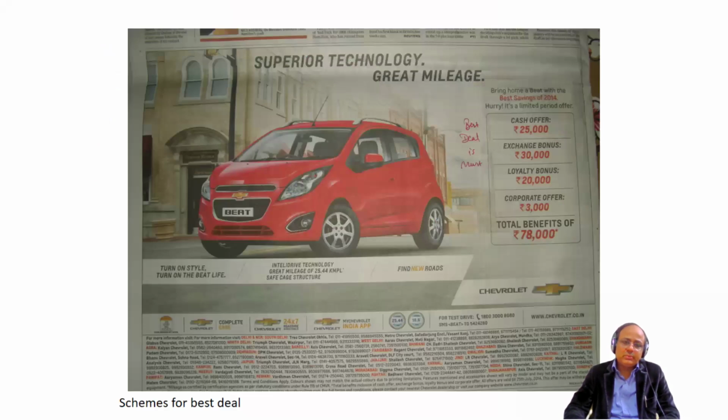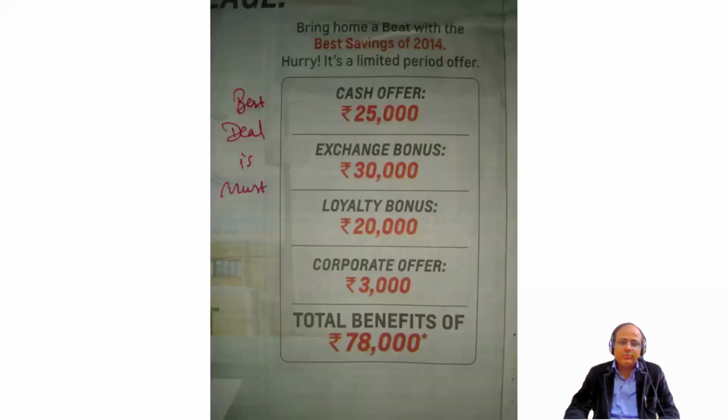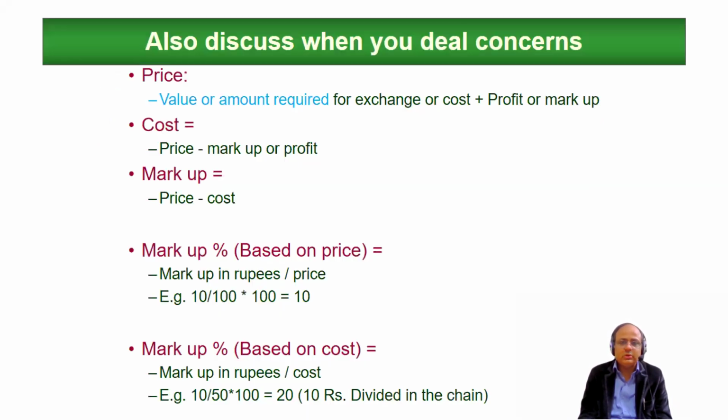This is also another example, for a car as a product, and they are giving you a cash offer and an exchange offer. They're trying to make marketing schemes for the best deal, and that's how they have created different schemes for you guys. And in a nutshell, they're trying to give you total benefits of rupees 78,000.